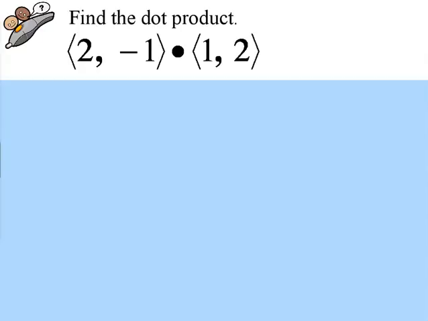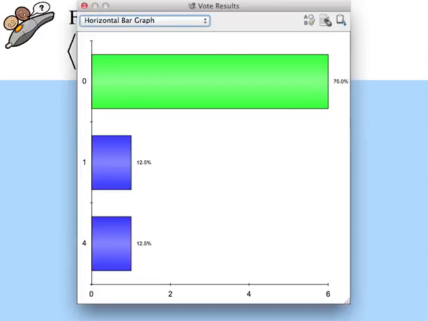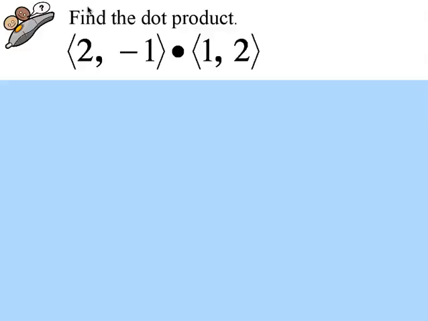Find the dot product. Let's see what you got. Good job, we got 0. How we got 0 is we took 2 times 1, which is 2, plus negative 1 times 2, which is negative 2. When you do that, you end up getting 0.